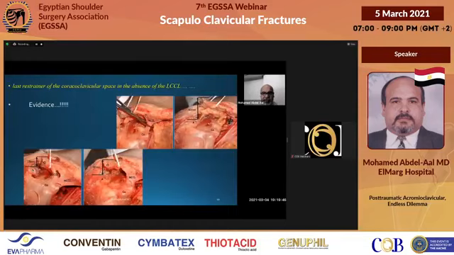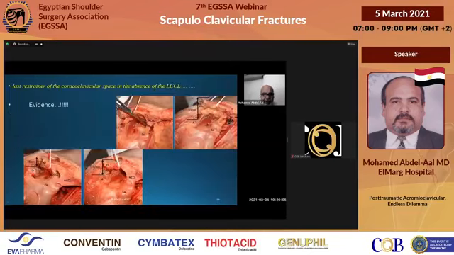What is the function of this medial coracoclavicular ligament? It was considered as the last restrainer of the coracoclavicular space in the absence of the lateral coracoclavicular ligament. How can we consider this? This is a cadaveric study, as you see here.